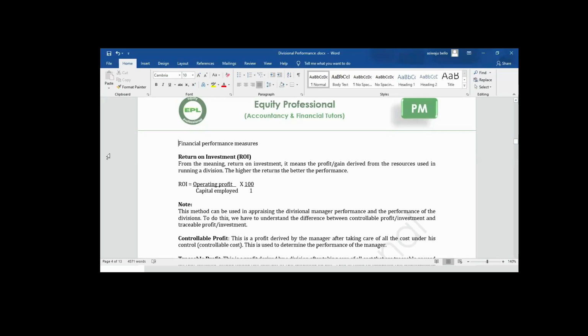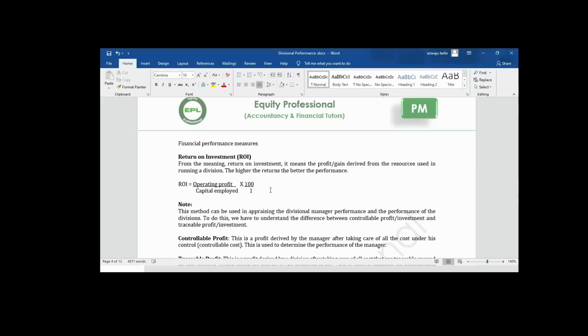This is calculated as operating profit divided by capital employed multiplied by 100. Please note, your operating profit is profit before interest and tax. Please note it. You can note it somewhere. Your operating profit is your profit before interest and tax.